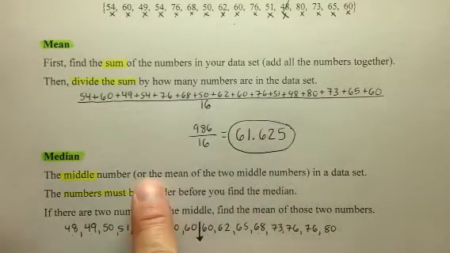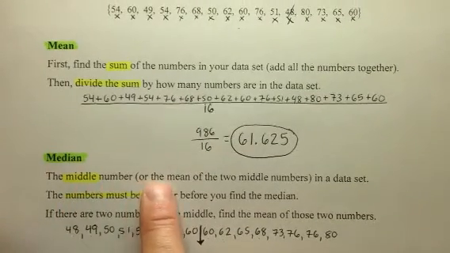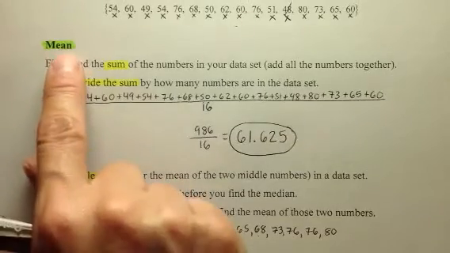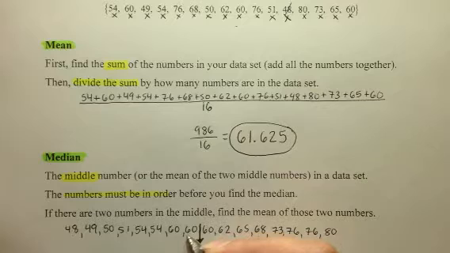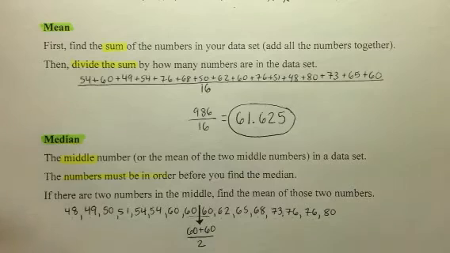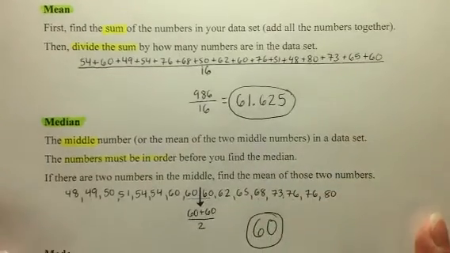Okay, so that's where this part of the definition comes in. It says find the middle or the mean of the two middle numbers. So we're going to actually take these two in the middle and add them together and then divide by 2. Now, if they're the same number, it is going to be that number. Okay, 60 plus 60 is 120. If I divide by 2, I get 60.